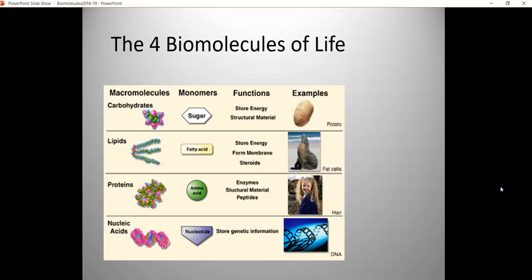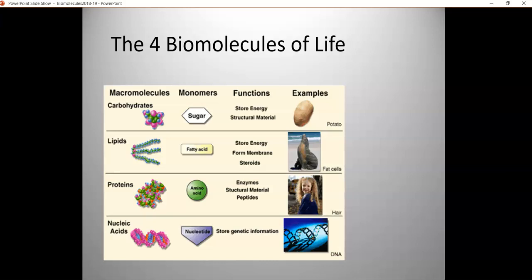All right, the four biomolecules of life. Biomolecules and macromolecules are terms we use that mean the same thing. The four biomolecules are carbohydrates, lipids, proteins, and nucleic acids. They all have monomers, mono meaning one, mer meaning part, so one part. That's like the single building block of each individual macromolecule.